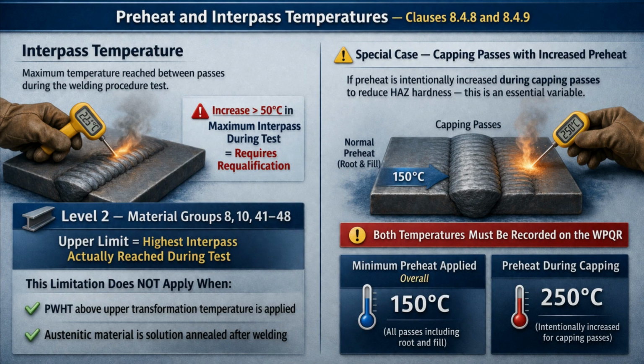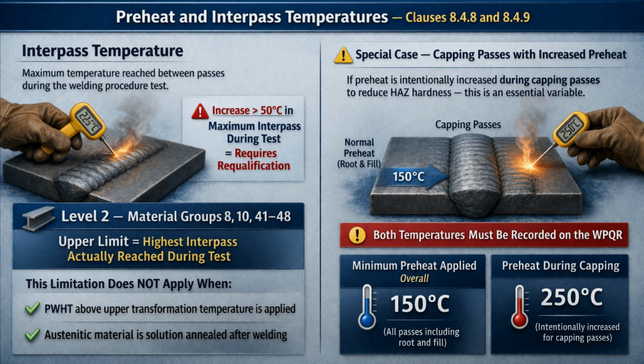For interpass temperature, an increase of more than 50 degrees Celsius in the maximum interpass temperature reached during the welding procedure test requires requalification. At level 2, for material groups 8, 10, and 41 to 48, the upper limit of qualification is the highest interpass temperature actually reached during the test. This limitation does not apply when a WPS is qualified with a post-weld heat treatment above the upper transformation temperature, or when an austenitic material is solution annealed after welding.